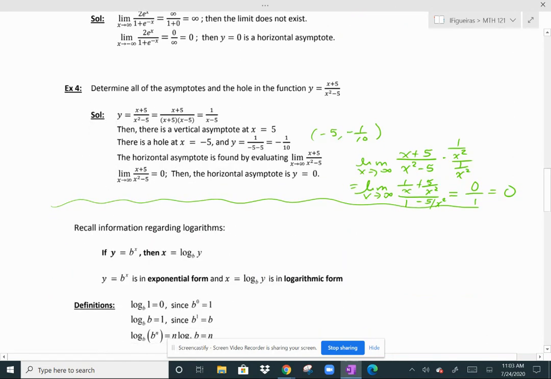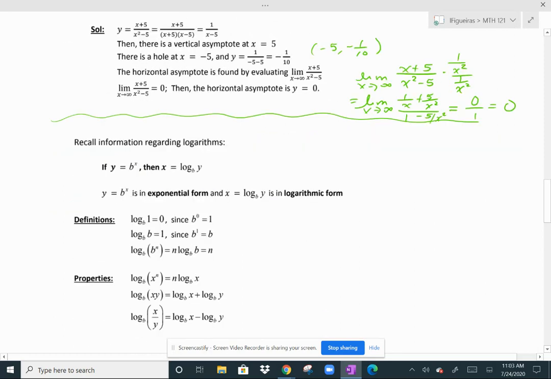Okay, our next example is going to have a logarithm in it. Before I do that, I want to remind you of the rules for logarithms. Remember, every exponential expression can be rewritten as a logarithmic expression. So y equals b to the x can be rewritten as x equals log base b of y. You call y equals b to the x the exponential form, and x equals log base b of y is your logarithmic form.